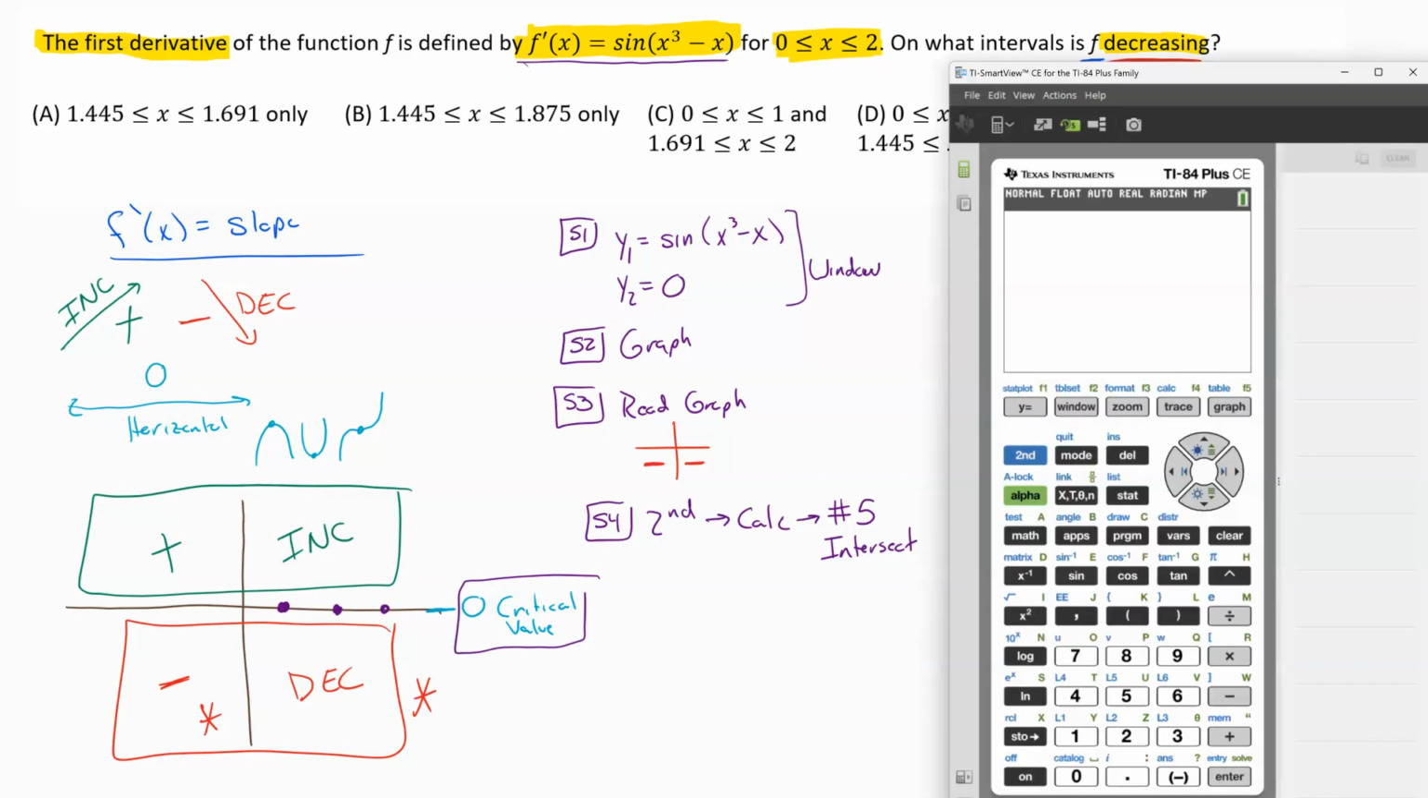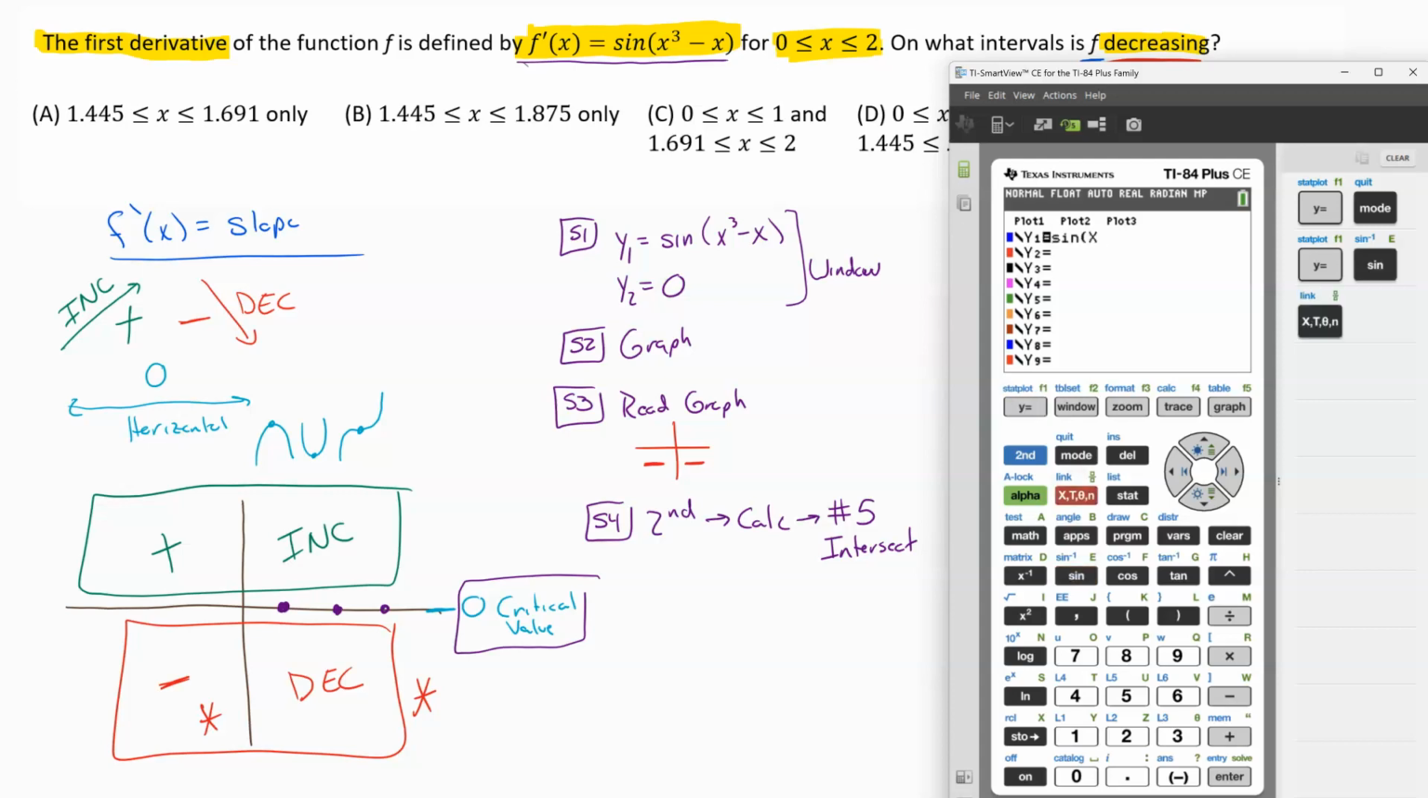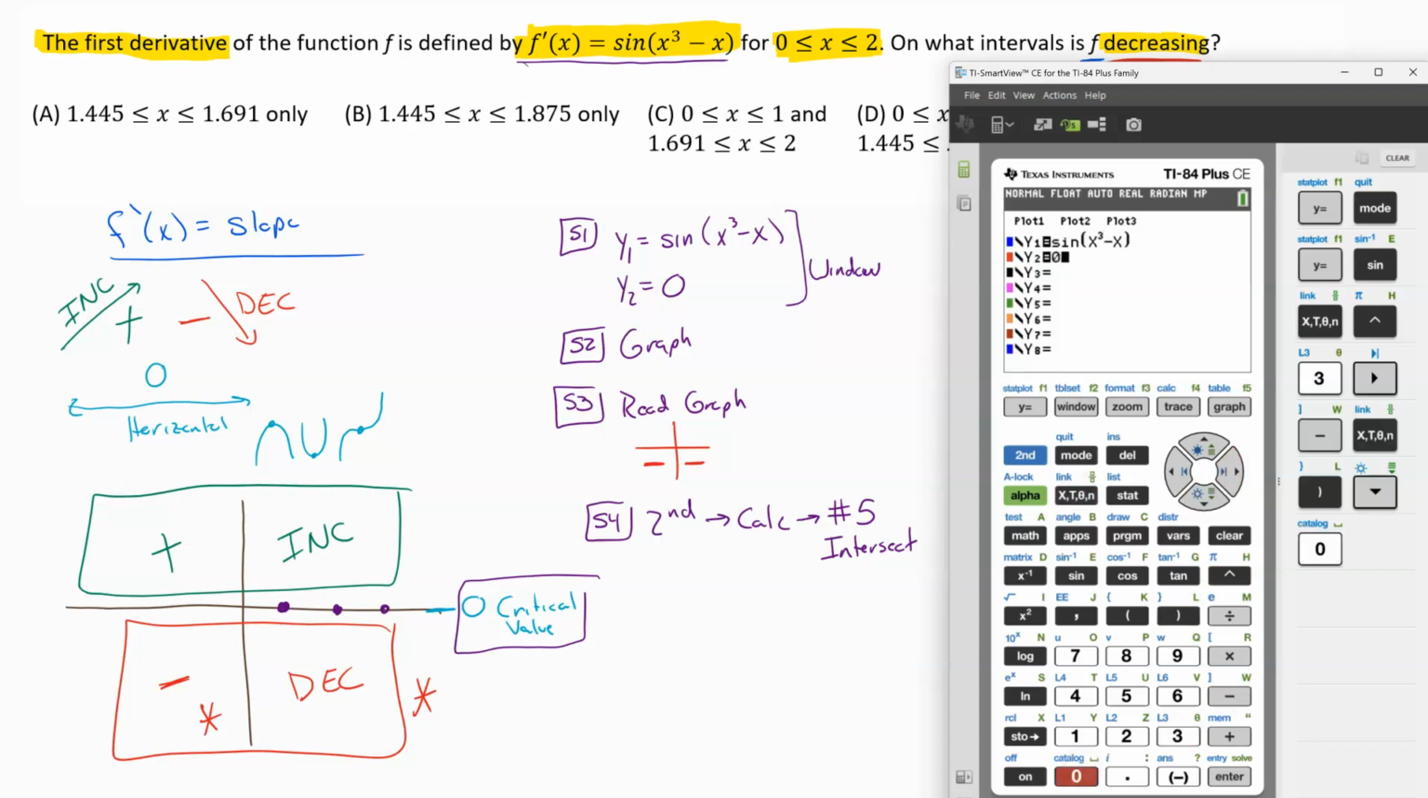So I open up my calculator. I'm going to go to my y equals. That's the button in the top left. Everything in your AP Calc test is always going to be in radian mode, so make sure your calculator is set to radian mode. So you would hit mode and then check and make sure you're in radians whenever you're doing trig work. I go to my y equals then, top left corner, and then I type in that equation exactly how it looks. So sine x to the third minus x, and then 0 in y2.